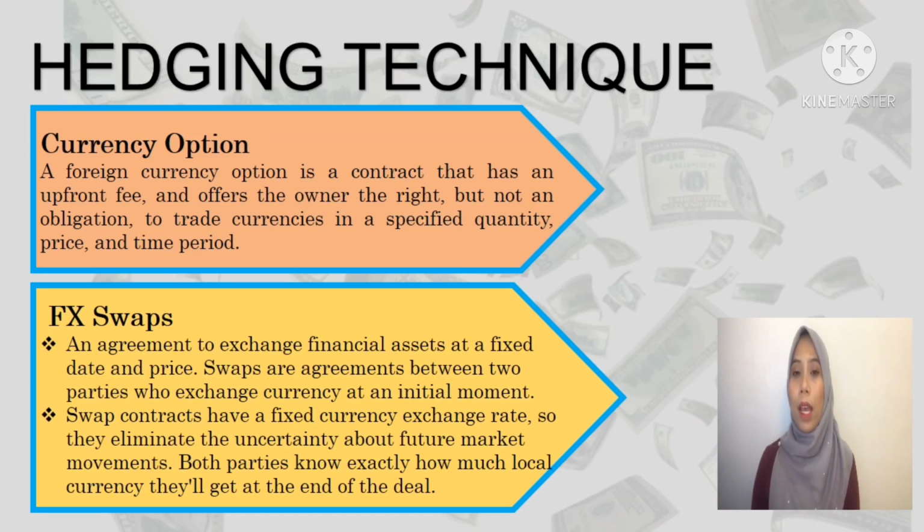Last is the foreign exchange swaps. It is an agreement to exchange financial assets at a fixed date and price. Swaps are agreements between two parties who exchange currency at an initial moment, then usually send back a small amount as interest and finally return the initial amount. Swap contracts have a fixed currency exchange rate, so they eliminate the uncertainty about future market movement. Both parties know exactly how much local currency they'll get at the end of the deal.